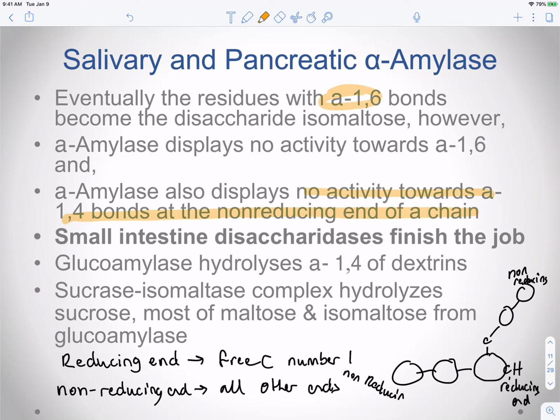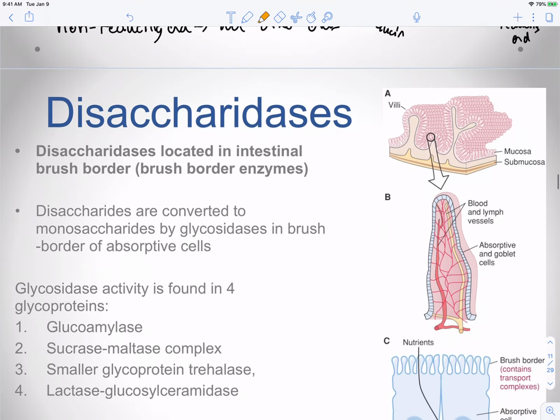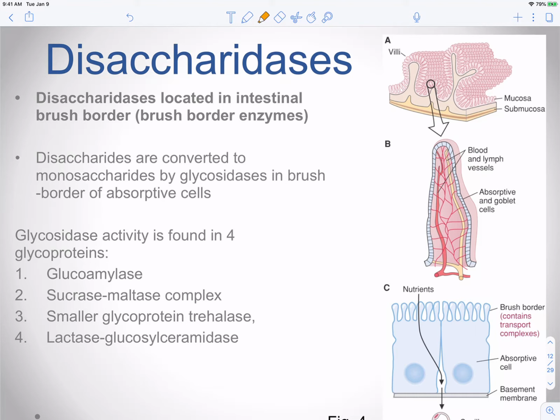Okay, so in the small intestine again, our disaccharidases are going to finish the job. We're going to have a series of other enzymes that are going to work on different sizes of the dextrins and limit dextrins to hydrolyze the alpha 1,6, the different 1,4s at the non-reducing ends, etc. So let's talk just a little bit about our disaccharidases. These are going to be on the intestinal brush border. The disaccharides are going to be converted to monosaccharides by these, and so monosaccharides, of course, get absorbed.